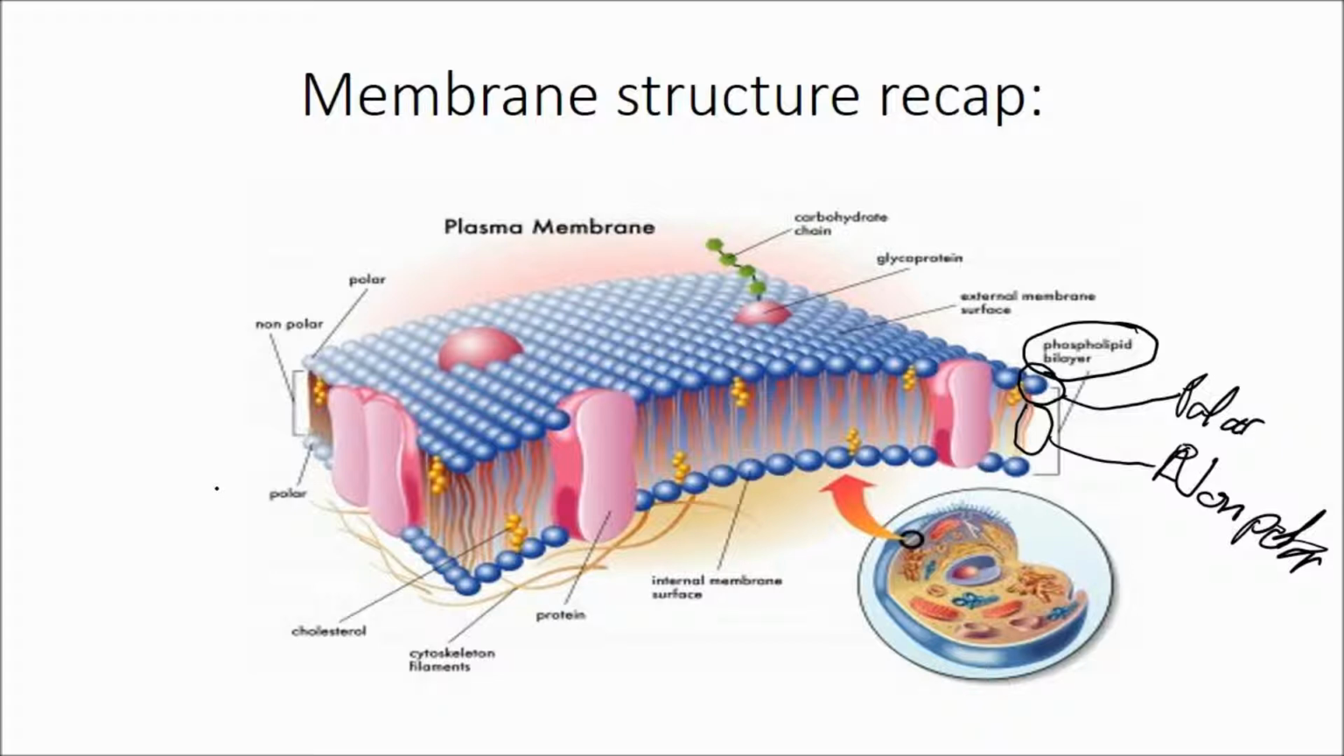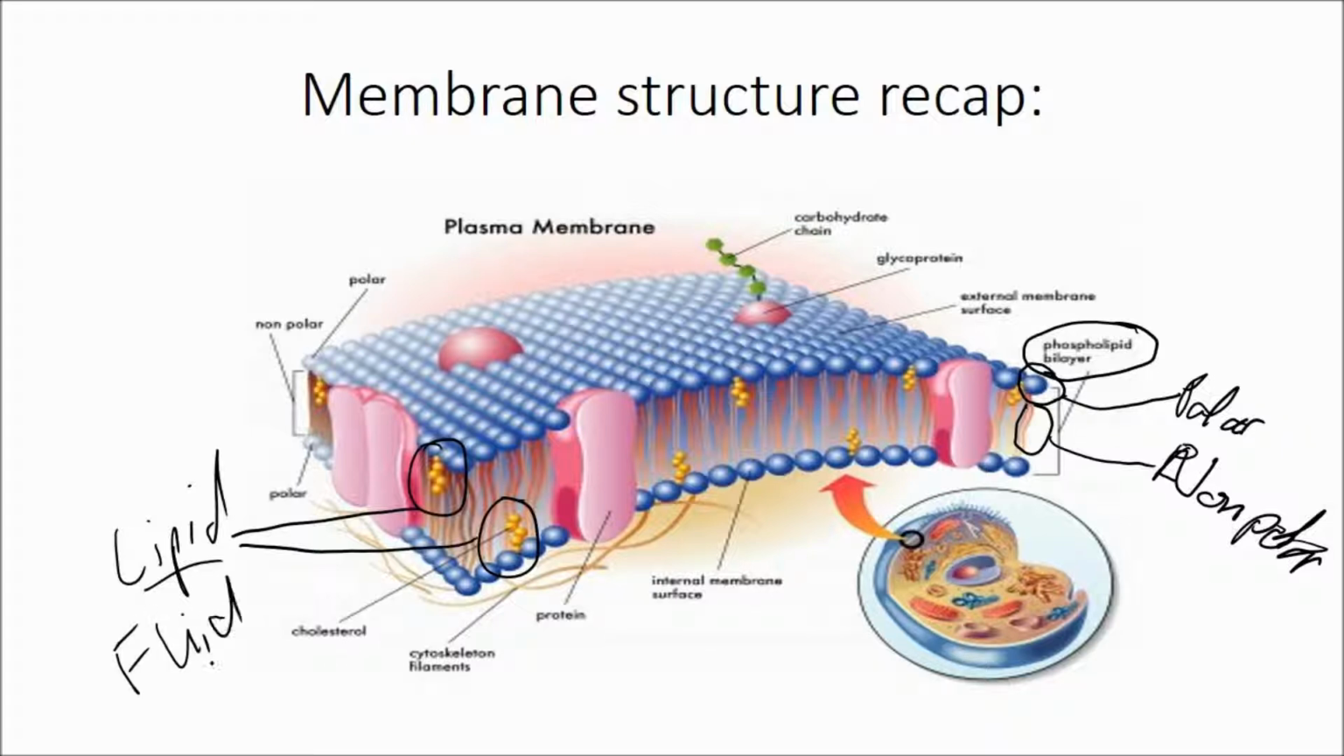Our next structural component of the plasma membrane we talked about were these cholesterol components here. We talked about them being lipid molecules that sat within the plasma membrane. We said that as lipids they were non-polar, they didn't dissolve in water, and they added an important characteristic to the plasma membrane, that it was fluid during temperature changes. Just going to put a note here that they were fluid.